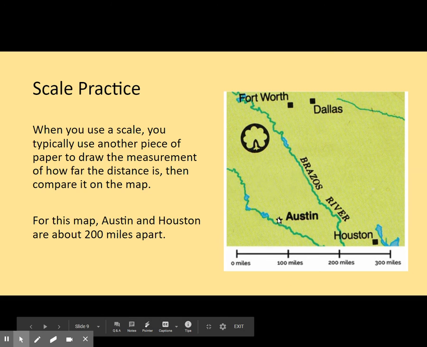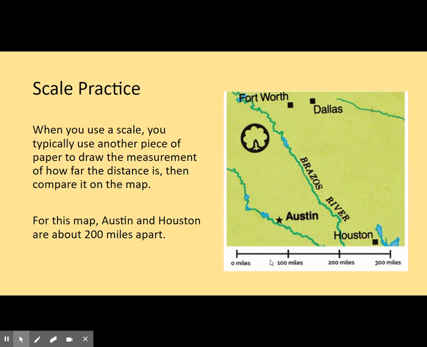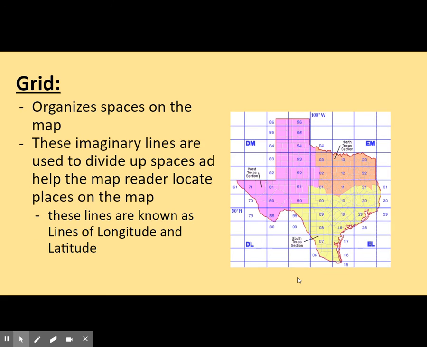So you would hold something up to see the distance between Austin and Houston, and then you would use that same measurement down here on the scale, and you would see that it's about 200 miles. And again, we're going to say about because we're estimating. It's not going to be a full 200 miles exactly, but it's going to be in that range.